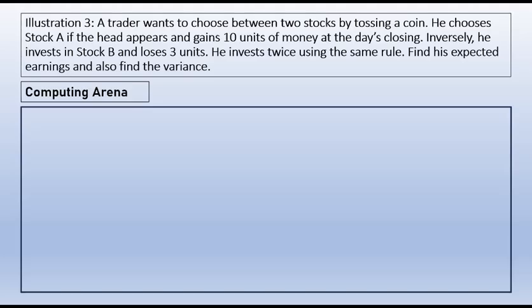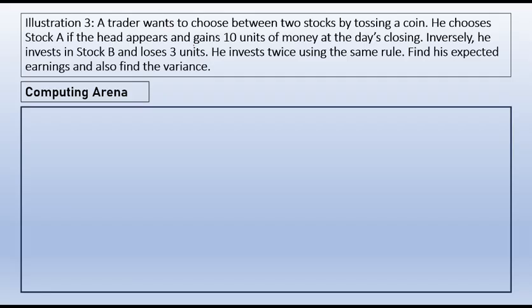Now let us look at problem number 3, that is illustration 3. A trader, meaning a share market trader, wants to choose between two stocks by tossing a coin. He chooses stock A if head appears and gains 10 units of money at the day's closing. Inversely, if he invests in stock B, he loses 3 units. He invests twice using the same rule. Find the expected earning and also find the variance.